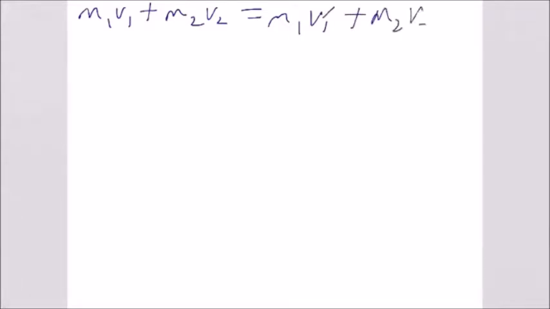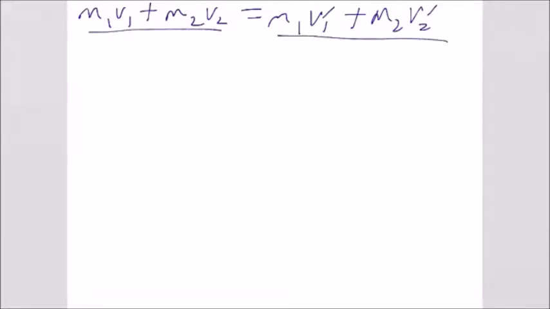First of all, momentum is conserved. So we're going to set up a conservation of momentum equation. And we're going to say m1 v1 plus m2 v2, so that's the initial momentum of both objects, is equal to m1 v1 prime plus m2 v2 prime. So this is the momentum before and the momentum after the collision.